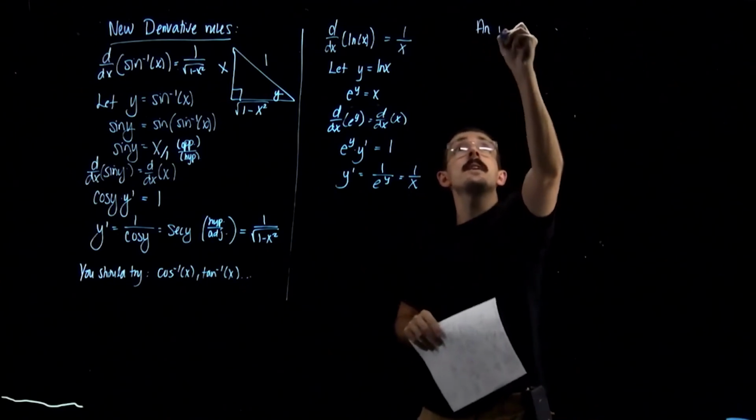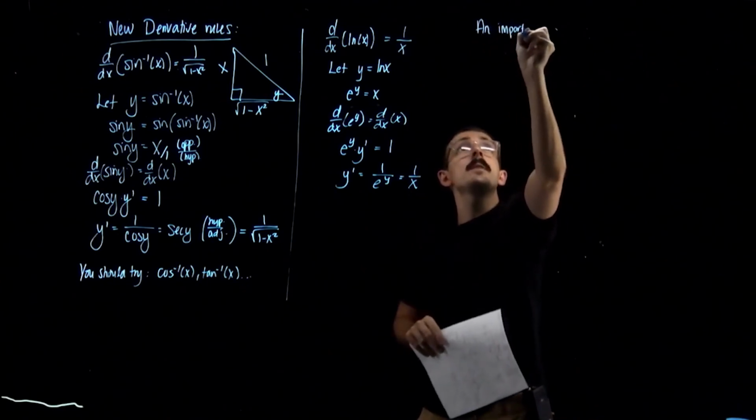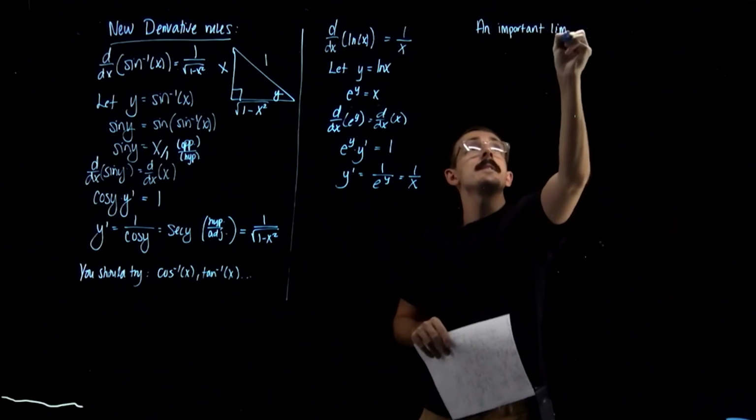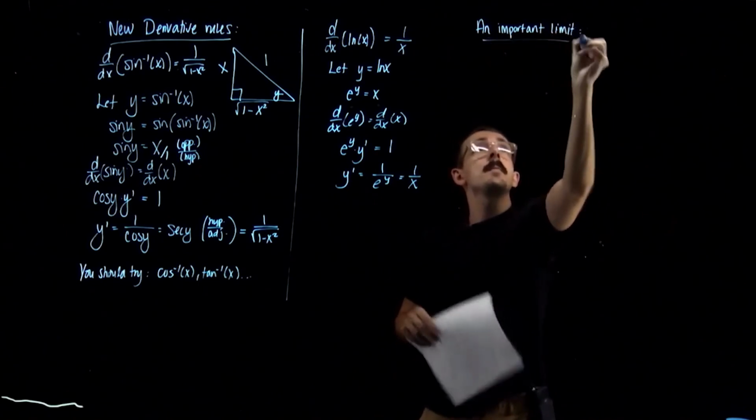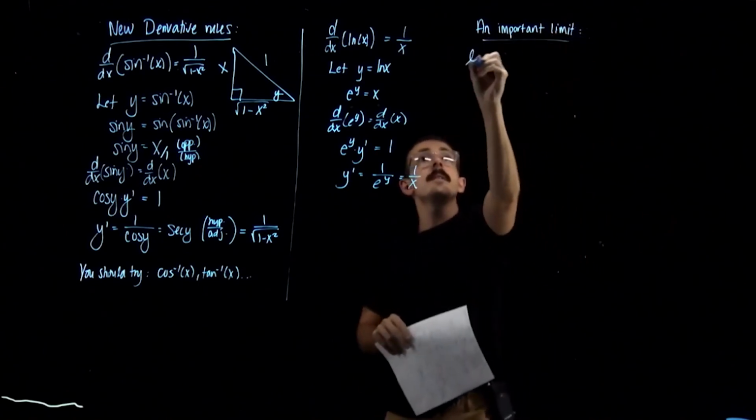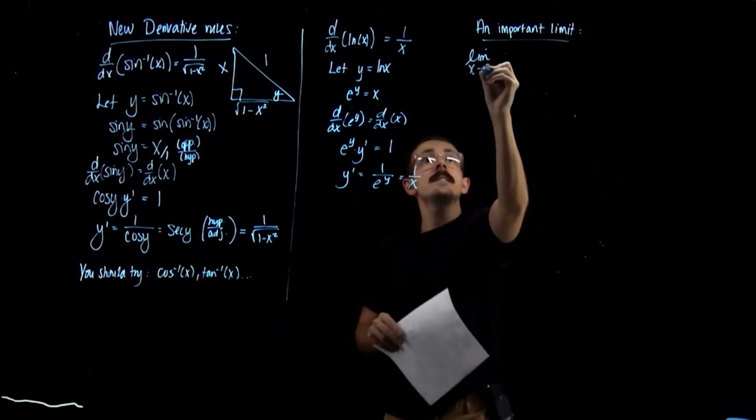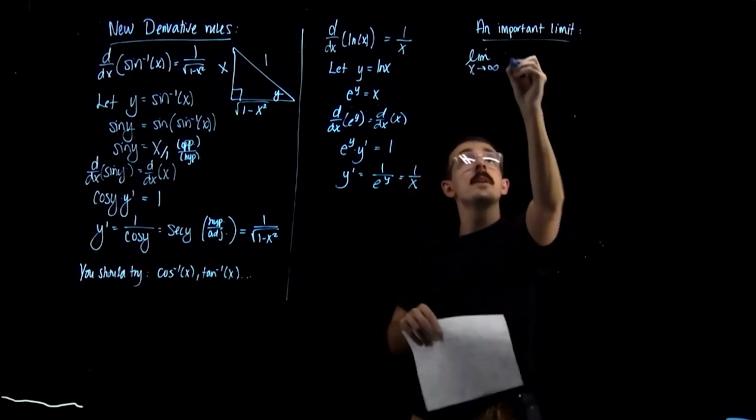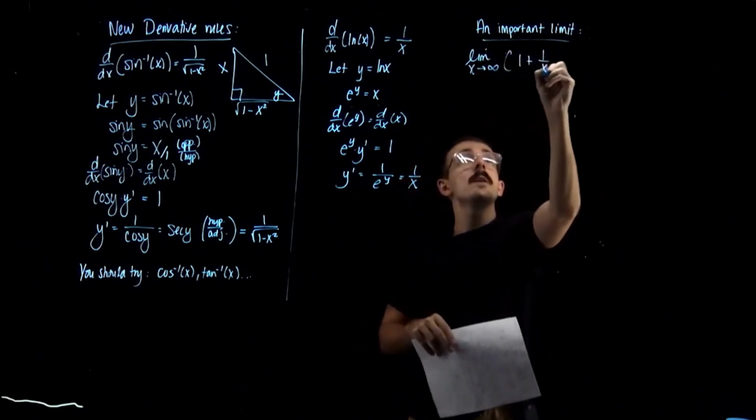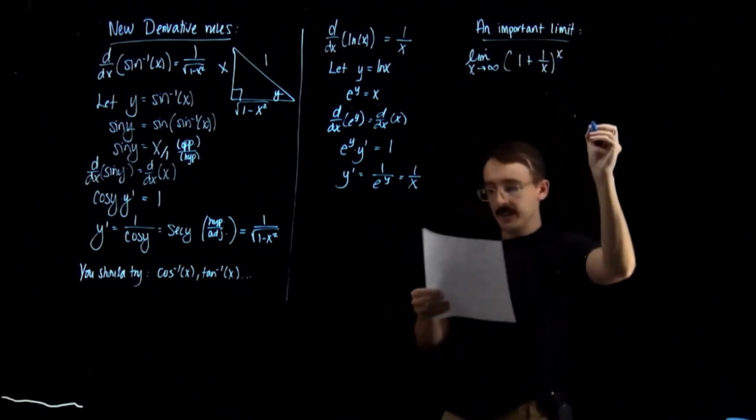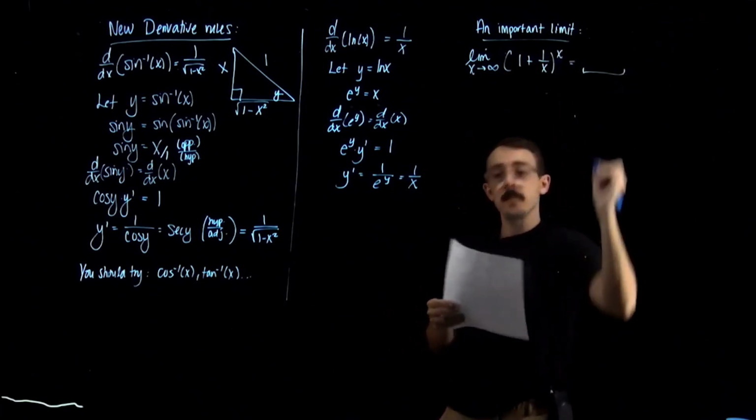I want to look at one more thing. We're going to look at an important limit. The limit I'm going to look at is the limit as x goes to infinity of (1 plus 1 over x) to the x. We're going to show what this equals.